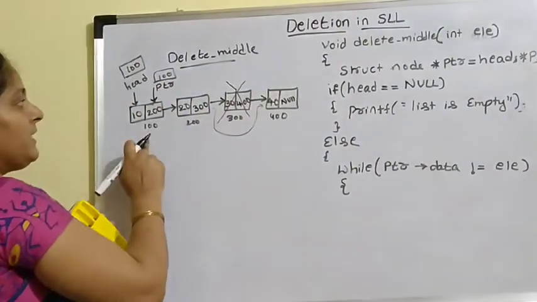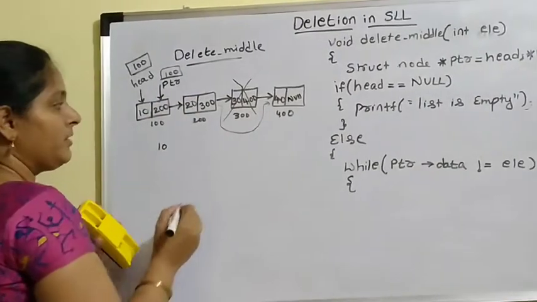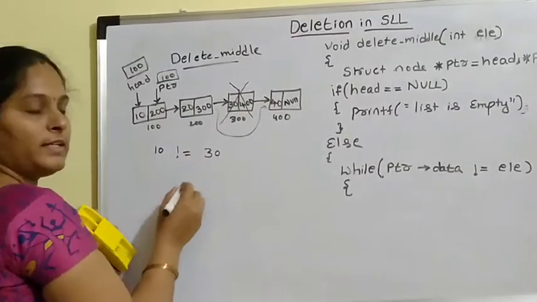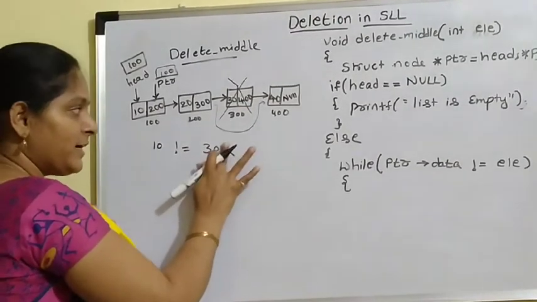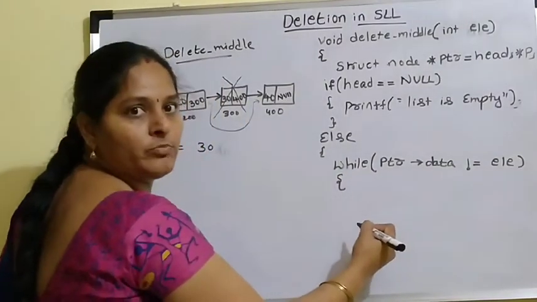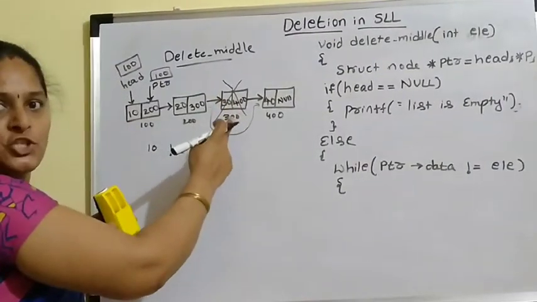Now PTR data is 10, but our deleting element is 30. 10 is not equal to 30, so this condition is satisfied. If this condition is satisfied, we will come into this loop. Inside the loop, what we need to do? We need to move PTR to the next position.